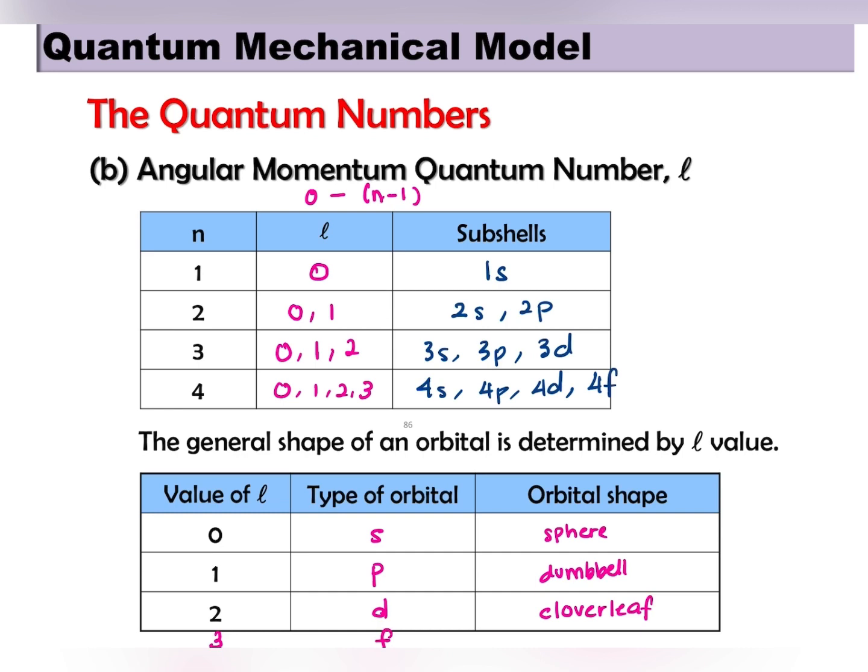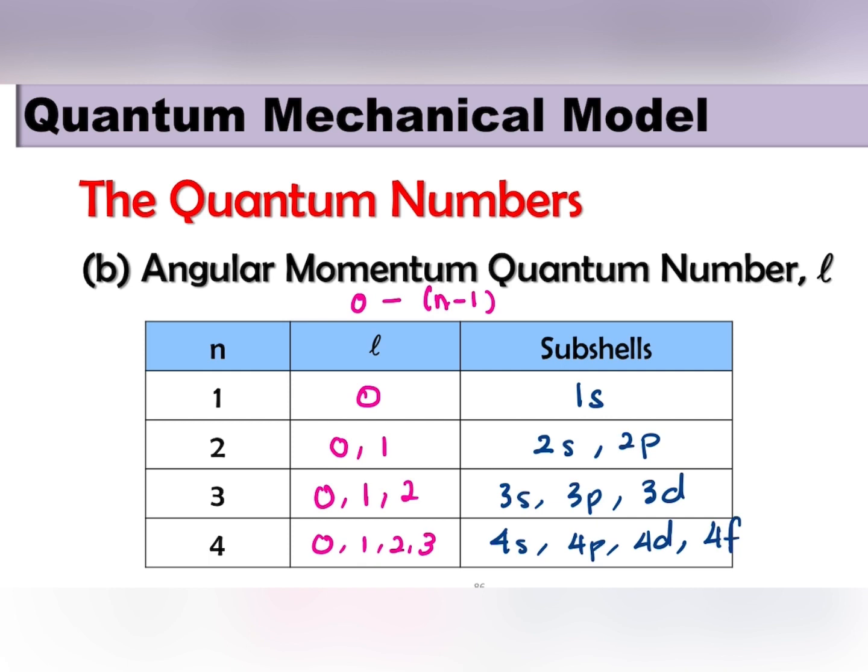Okay, so macam mana nak ingat? Okay, kita kira macam ni je, senang. Right, so if n equals 1, ada 1 kan?